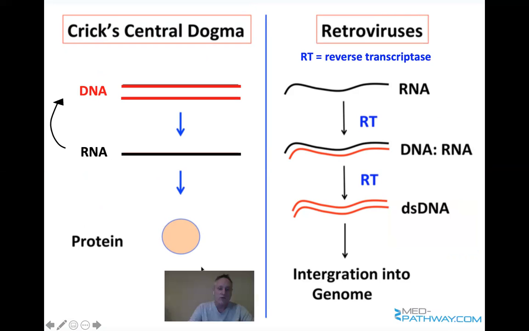You see this on the right. We've talked about this before. You should appreciate that what it can do is use 3 different enzymatic functions to convert single-stranded RNA into double-stranded DNA that can integrate into the genome.